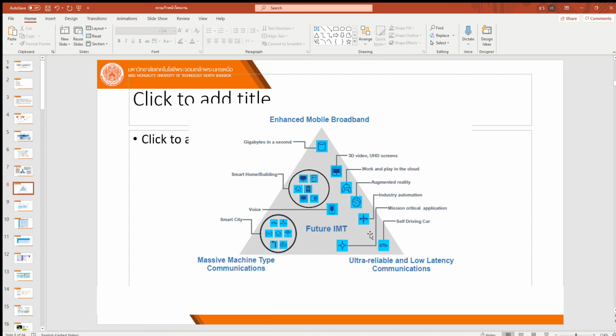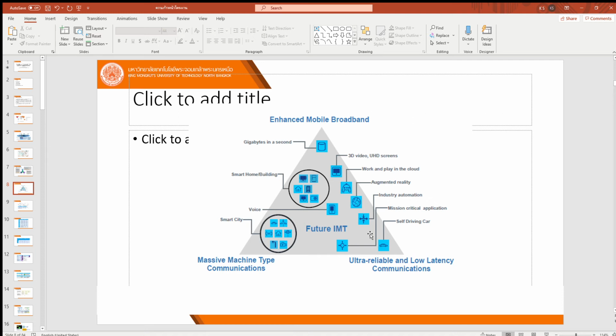And this is also another application that you're going to use for 5G. One you can use for gigabytes in seconds, so that means you can go for eMBB. Or maybe you can use it for a smart home or building. You can connect many devices. Also, you can use it for a smart city. With the smart city, you can have many kinds of sensors connected together.